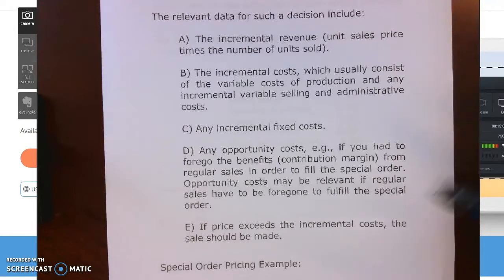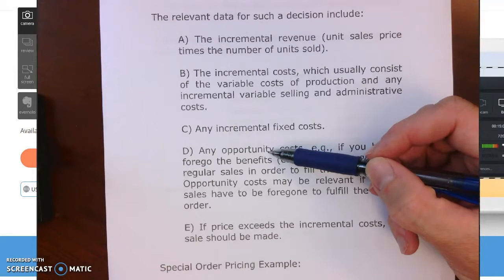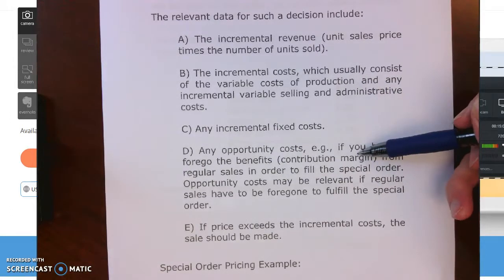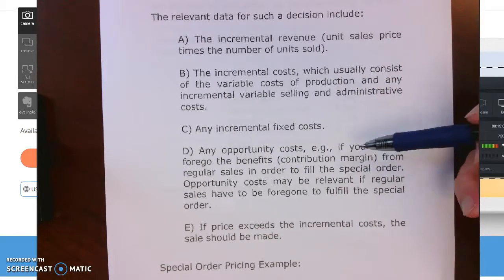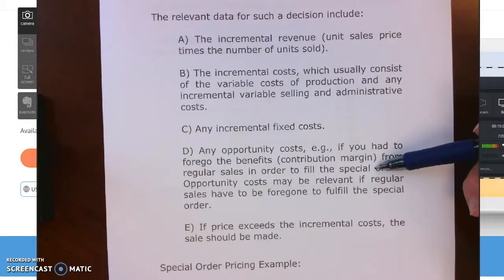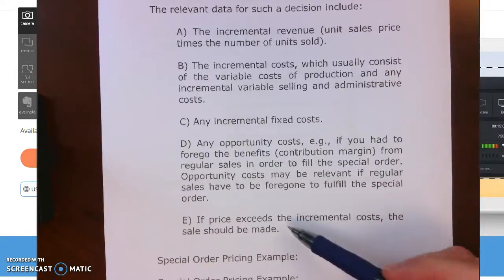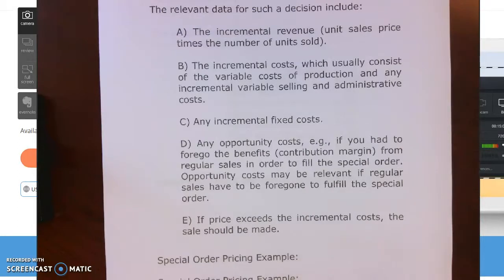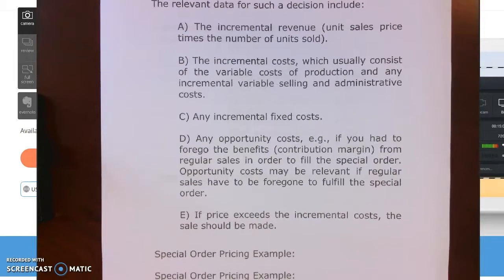Okay. But another thing that we want to consider is any opportunity costs, any benefits that we would have had to forego to fulfill the special order. And then, of course, if the price exceeds the costs, we should think about taking that order.